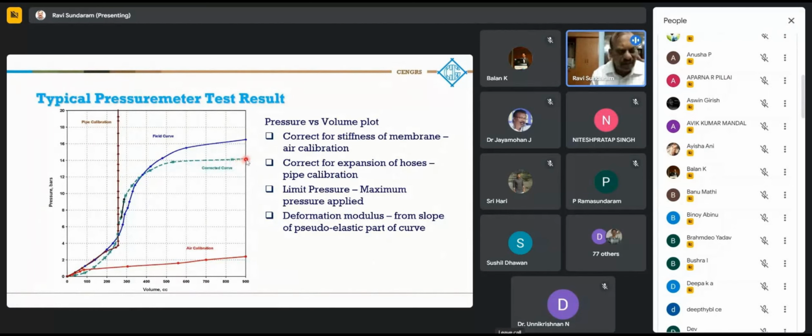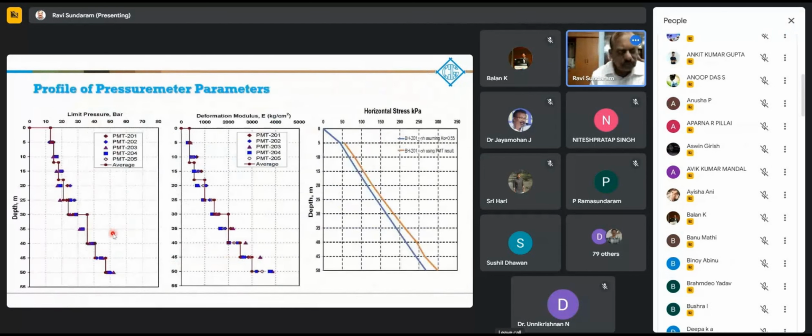This is the maximum pressure to which the soil can be loaded before it fails here. This is called the limit pressure. The slope of this graph is a function of the modulus of elasticity or the deformation modulus. This is the pseudo-elastic part of the curve. This is the limit pressure and deformation modulus versus depth for a typical project site. Here you can see 5 tests were done, and all the tests have been plotted here, and the design profile has been selected.